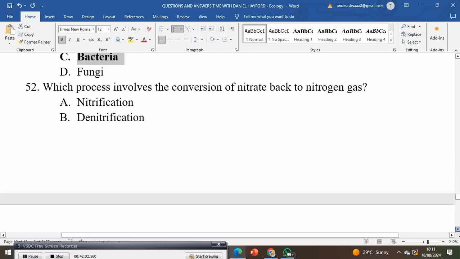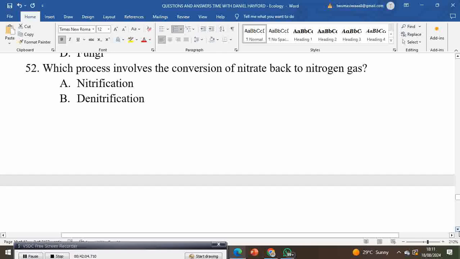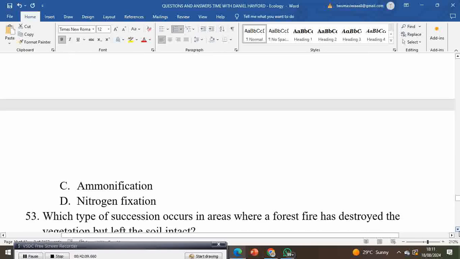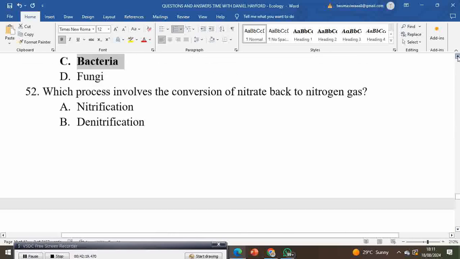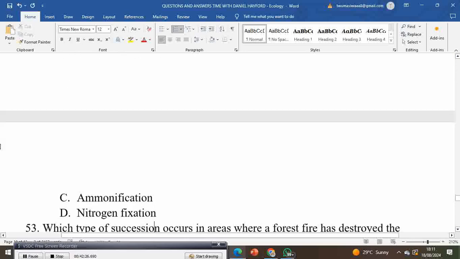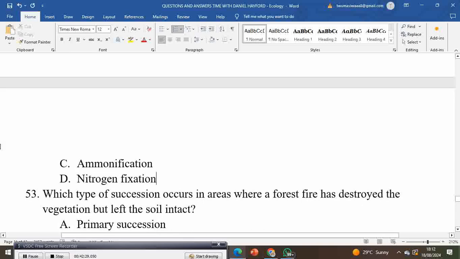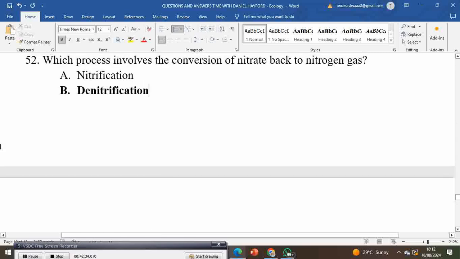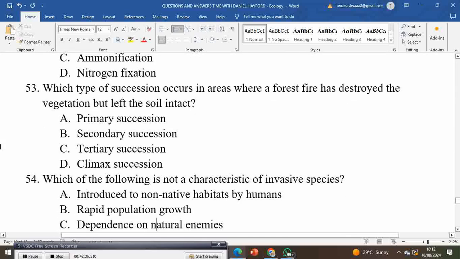Which process involves the conversion of nitrate back to nitrogen gas? Nitrification, denitrification, ammonification, and nitrogen fixation. Question number 52. What is your option? The process that leads to conversion of nitrate back to nitrogen gas is denitrification. So option B is our best shot.